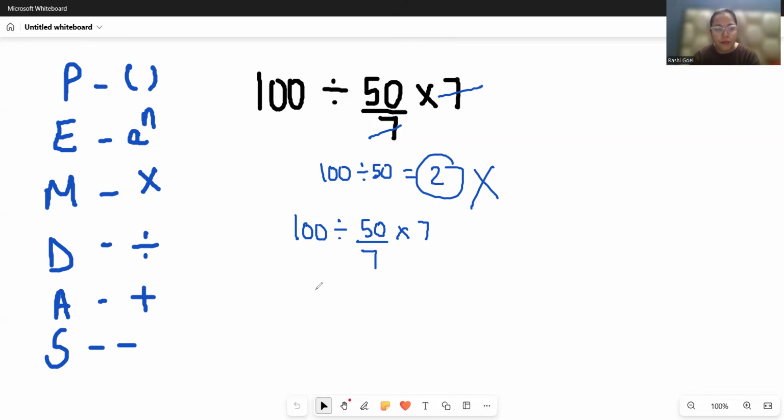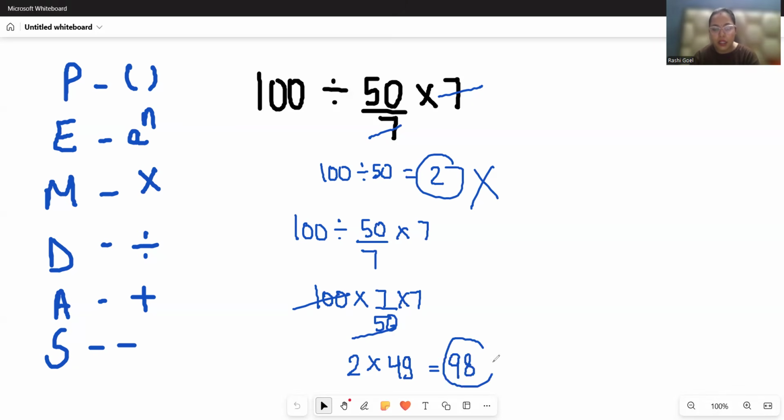So first we solve the division part. So we will write it like this by putting multiplication here and doing the reciprocal of this. So here 50 and 100 would cancel out 2 times, and 7 times 7 is 49. So what is the answer? 98.